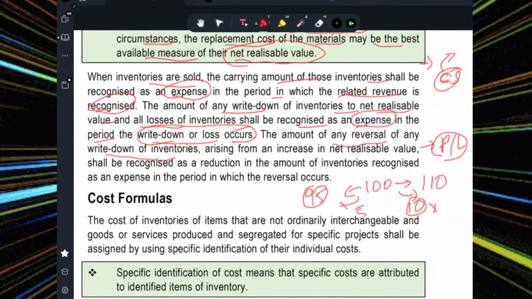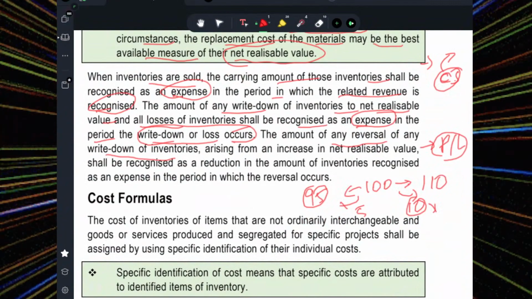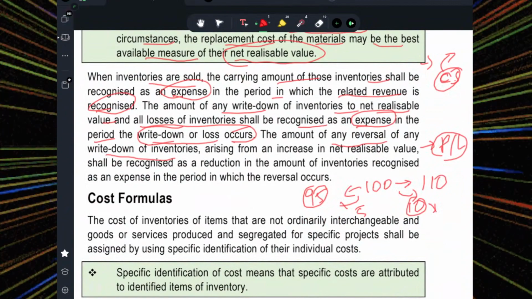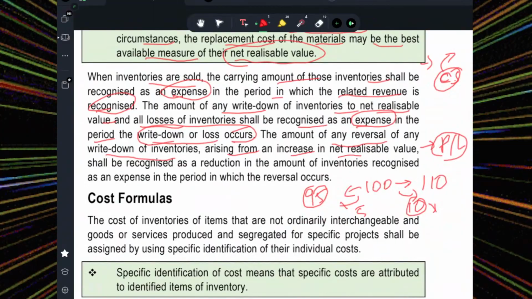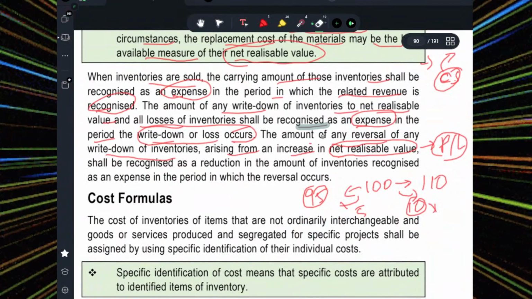Taxation is derived based on accounting. I am not denying it, but sometimes taxation has an exceptional clause arising from the increase in net realizable value, the amount of any reversal. Sorry, I will come again here. This point.